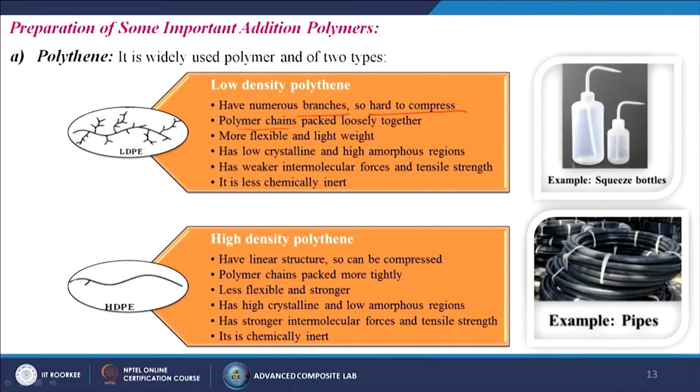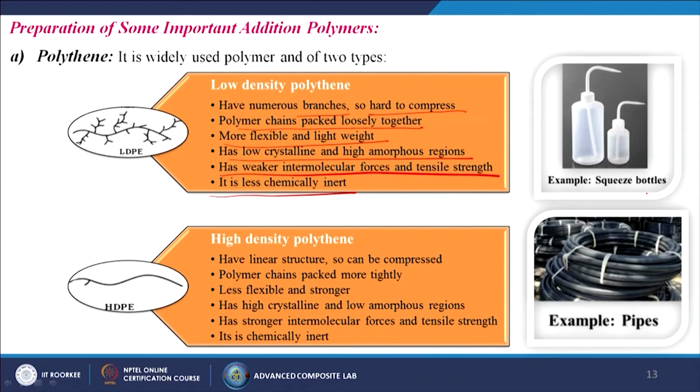So, what is that? It has numerous branches and so is hard to compress, polymer chains are packed loosely together, more flexible and lightweight, has low crystalline and high amorphous regions, has weaker intermolecular forces and tensile strength, and it is less chemically inert. For example, the squeeze bottles generally we are using for chemical reactions, because it should not be very hard, so that we can squeeze it and the water will come out.